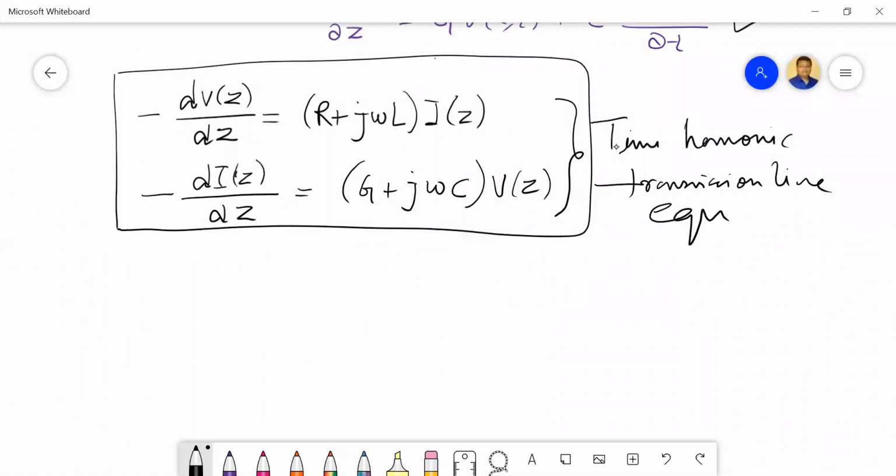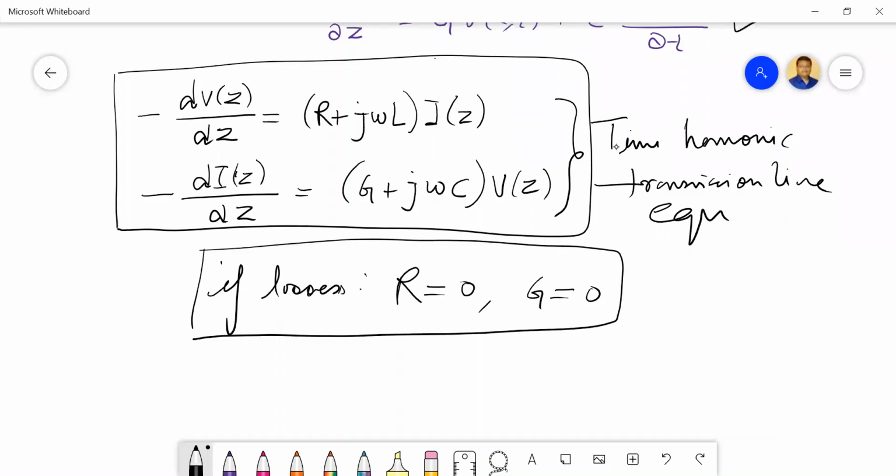So let's say the lossless condition, because initially we'll start with the lossless case. So R is equal to 0 and G is equal to 0. So you can rewrite the equation, and this would be the transmission line equation for a lossless system. Right? So particularly these transmission line equations are very important.